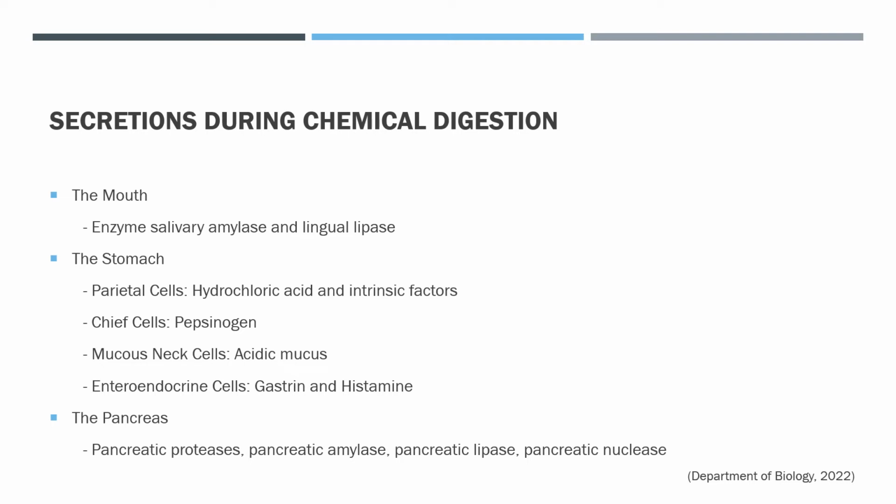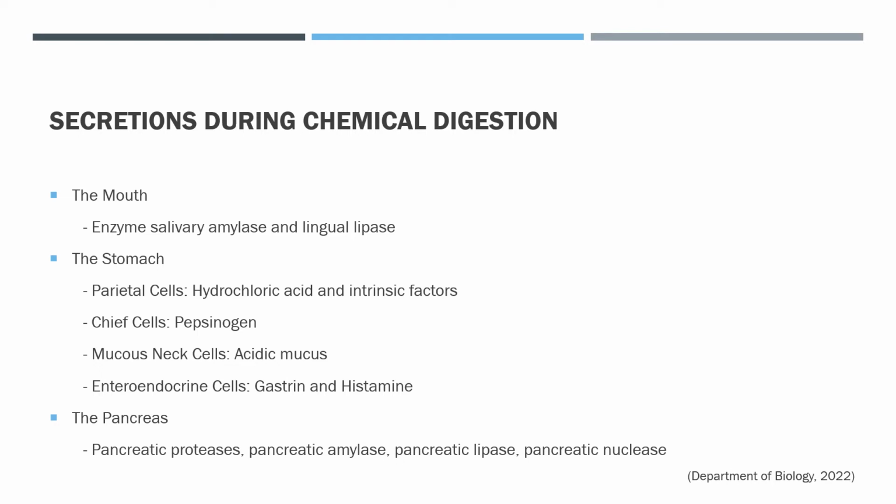These secretory cells are parietal cells, chief cells, mucous neck cells, and enteroendocrine cells. Parietal cells produce hydrochloric acid and intrinsic factor. Chief cells secrete pepsinogen, which is the inactive form of pepsin. Mucous neck cells secrete acidic mucus to coat the stomach lining and protect against stomach acids. Lastly, the enteroendocrine cells release the hormones gastrin and histamine. These hormones help to stimulate further release of hydrochloric acid.